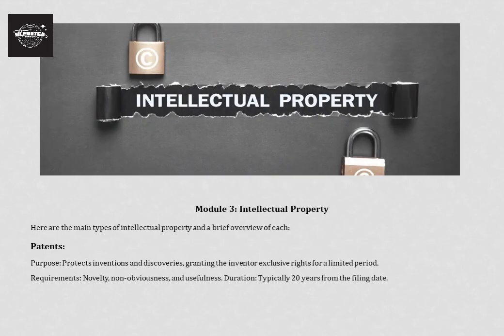Module 3. Intellectual property. Here are the main types of intellectual property and a brief overview of each. Patents. Purpose: protects inventions and discoveries, granting the inventor exclusive rights for a limited period. Requirements: novelty, non-obviousness, and usefulness. Duration: typically 20 years from the filing date.